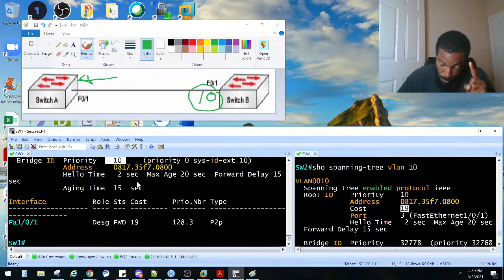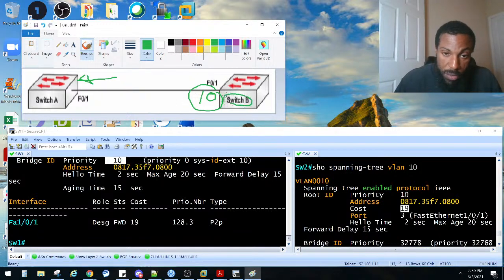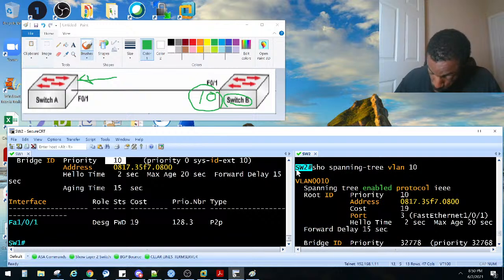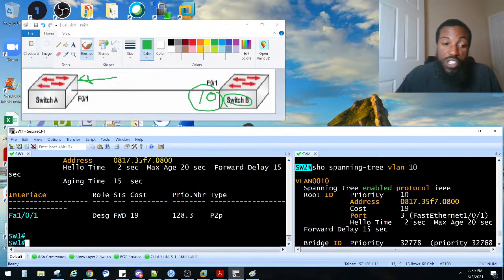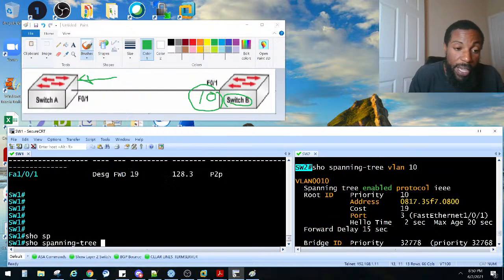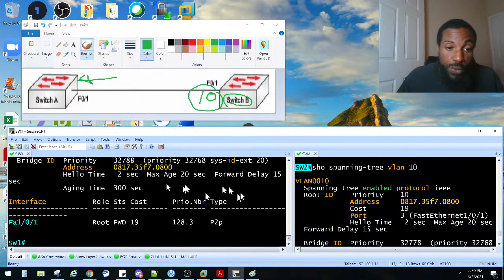Task number 4, final task. Switch B. On switch B, or in my case, switch 2. Right? Switch 2, this guy. Use the IOS macro to ensure that it is the root bridge for VLAN 20. Let's see who the root bridge is for VLAN 20, right? We do show span VLAN 20. Who is the root bridge for it?